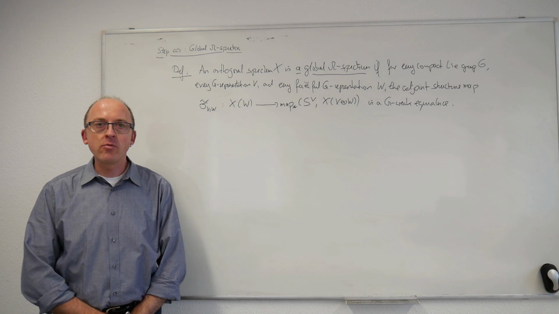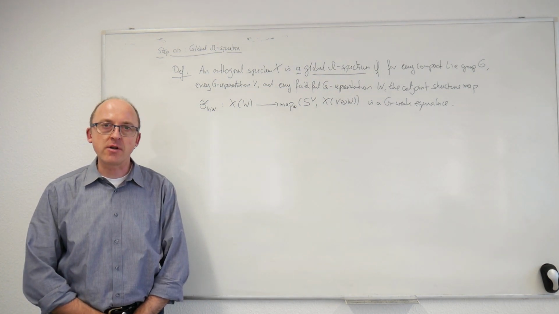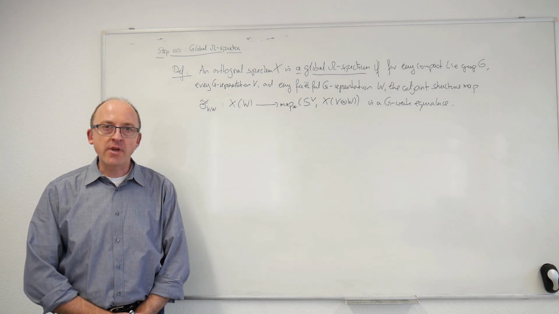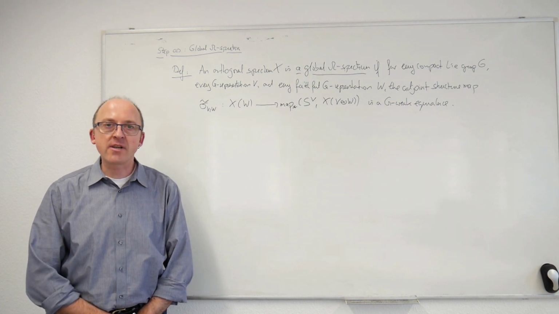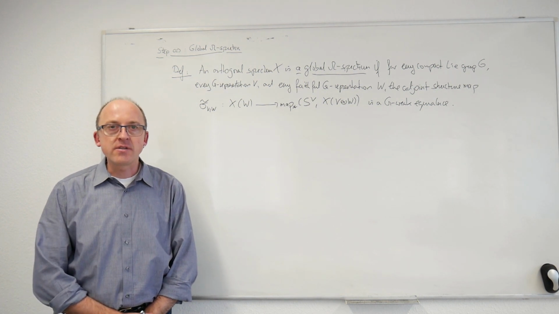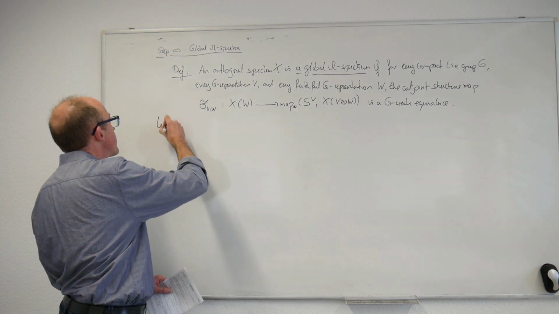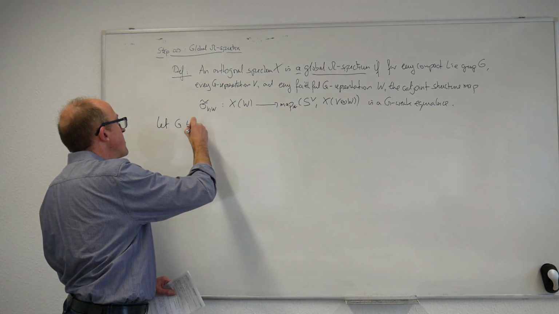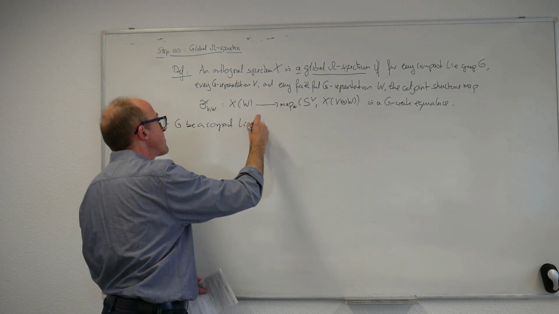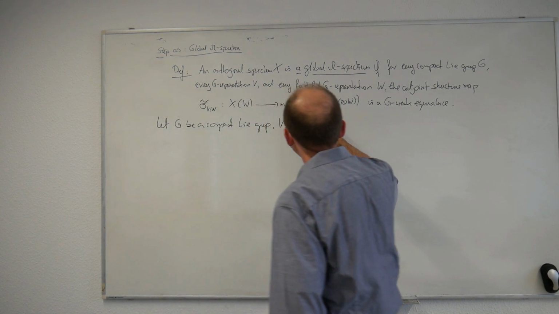We would like the global omega spectra to be the fibrant objects in the global stable model structure. And then the standard procedure would require us to characterize them as the local objects with respect to a suitable class of morphisms. This is not so difficult to do, and here is how it goes. So let G be a compact Lie group as above, and V and W G representations.